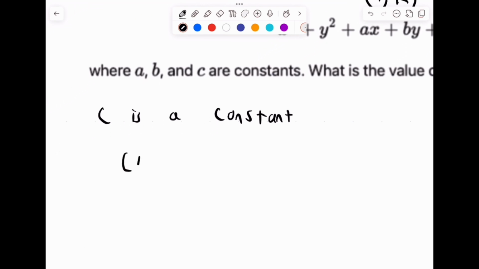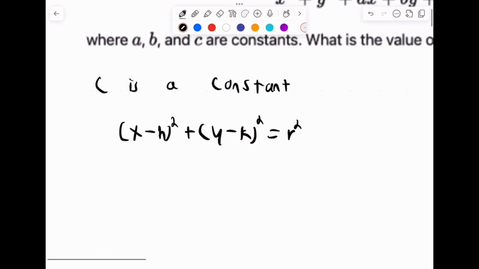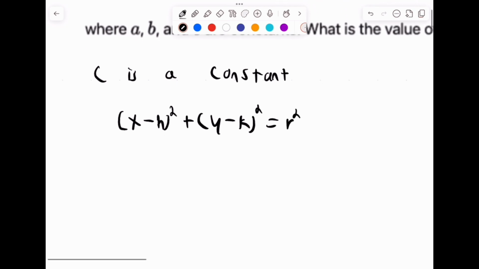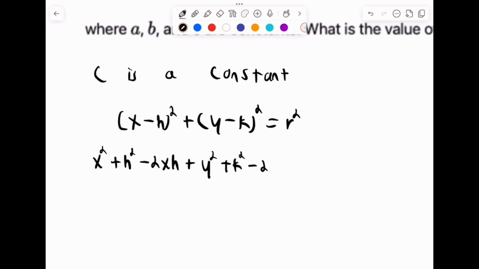So if we recall our circle formula, which is x minus h squared plus y minus k squared is equal to r squared, our radius squared. By squaring the binomials, we get x squared plus h squared minus 2xh plus y squared plus k squared minus 2yk is equal to r squared.